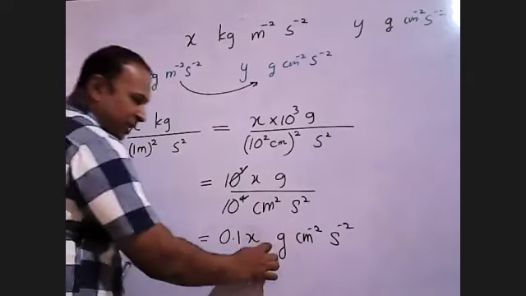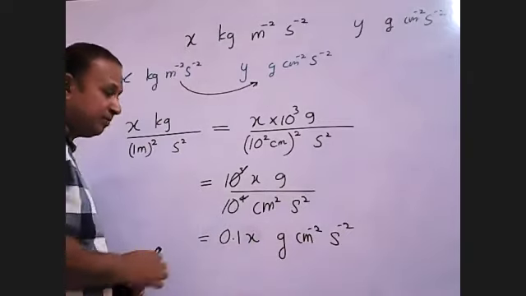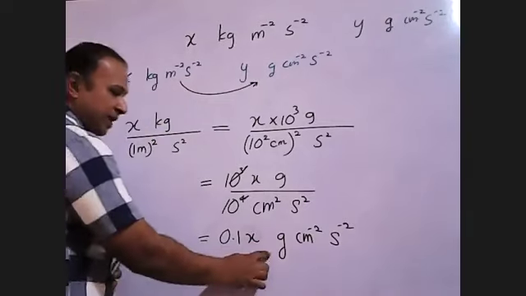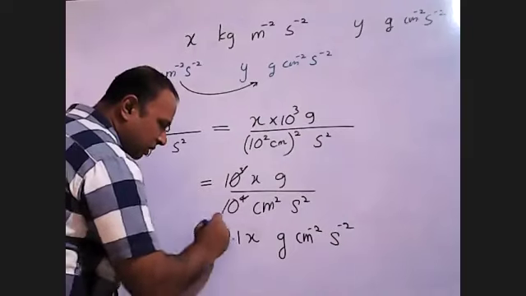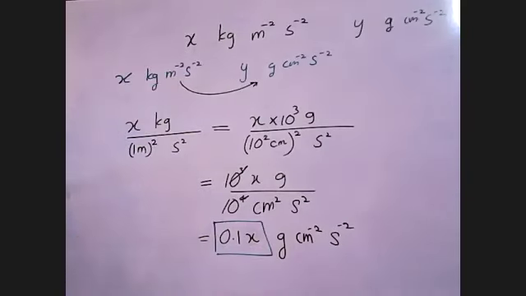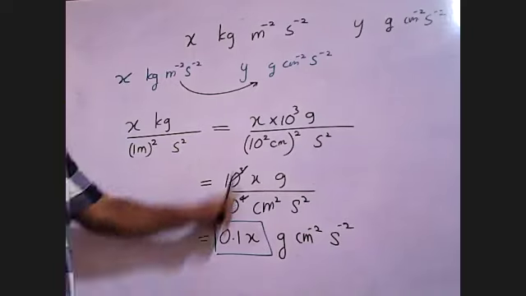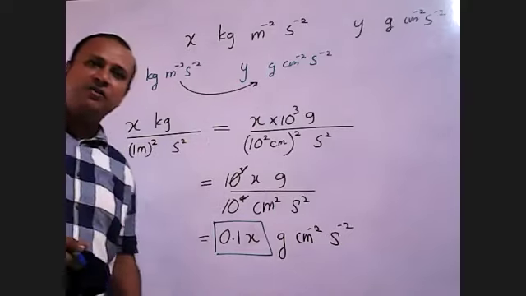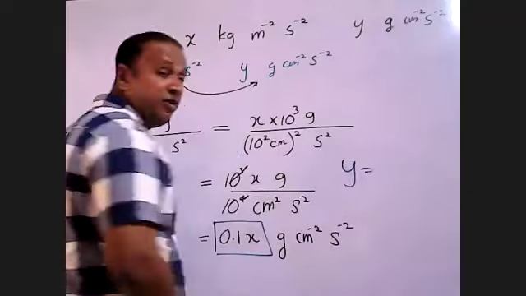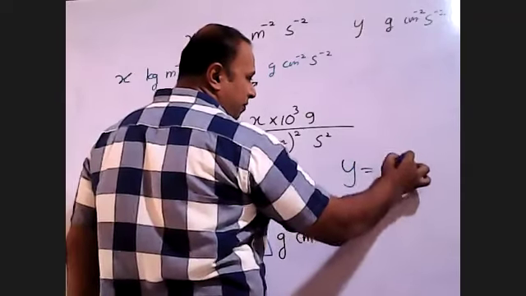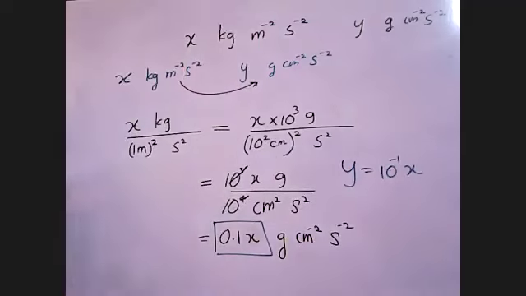May gram value, if I write this one, I may write this value in gram centimeter minus 2 second minus 2. The value is equal to 0.1x. That means y should be equal to 0.1x, which means 10 to the power minus 1 x.